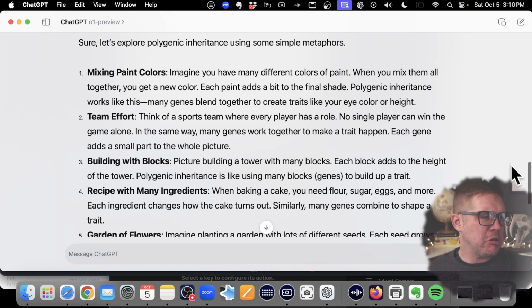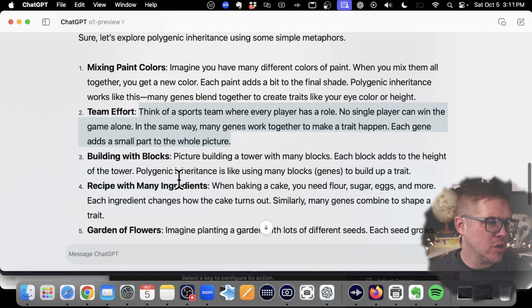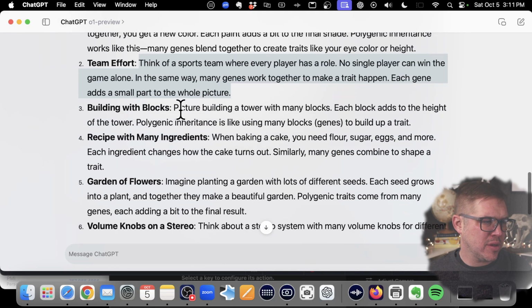Team effort. Well, that's actually kind of right. This is good. And there are ways of conceptualizing the genes where they are the true agents of evolution. Dawkins' book, The Selfish Gene, is all about this. So in some ways, maybe this is literally true.